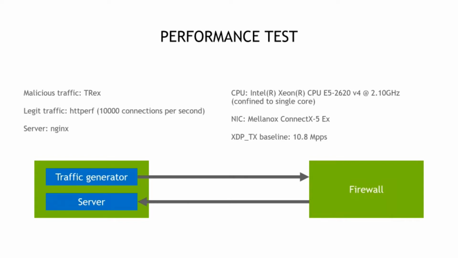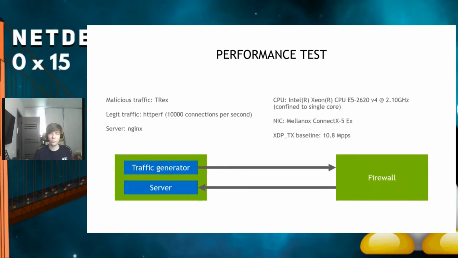You can see the CPU and NIC model on the slide, as well as single core performance of XDP_TX on this machine, which is provided as baseline and theoretical maximum. TRex generates SYN and ACK flood, httperf generates legit traffic, and Nginx is the web server under attack. All numbers will be provided for a single core test.